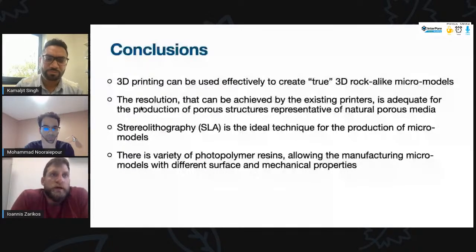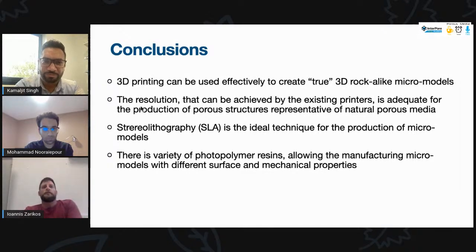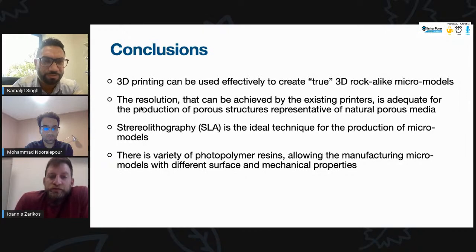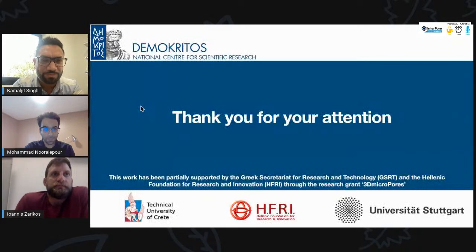So, like I said, stereolithography is a go-to technique to make these micromodels. And also, since it's an evolving technique, we have a variety of photopolymer resins that can be used, either softer or harder, or some of them with different surface properties. So we'll continue making microfluidics out of 3D printing and tackle the different scientific questions we have to answer.